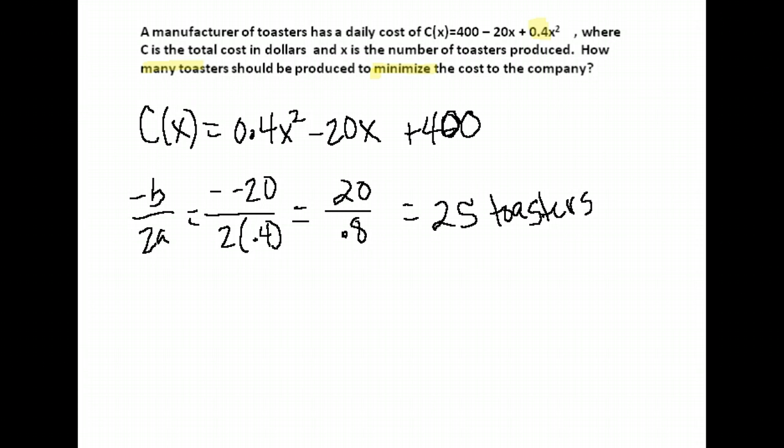Okay? We could plug that back in to find out what the actual cost would be when we make 25 toasters, but the number they need to make in order to minimize cost is 25 toasters, not a real big production.